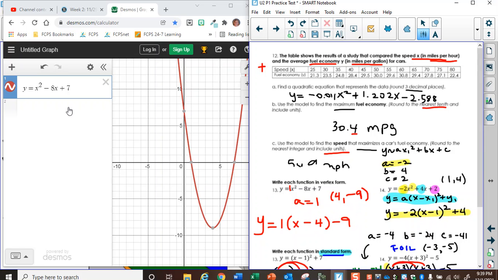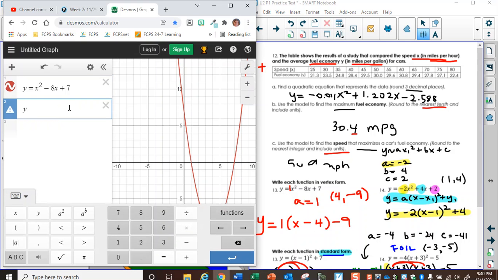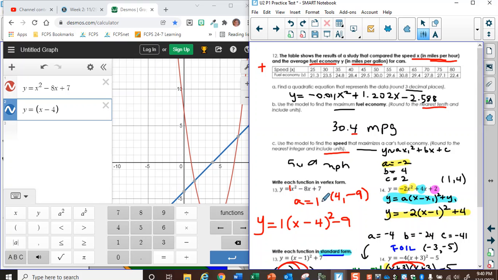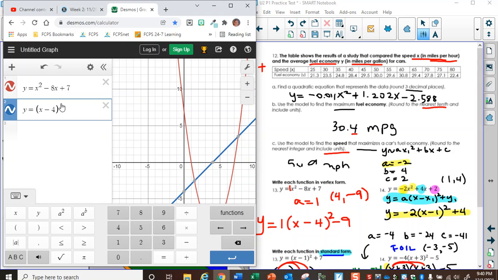And then you can always check to see if they're the same by typing that in. All right? Y equals x minus 4. Oh, what did I forget? I forgot the squared. I got to make it quadratic, right? So I got to make this quadratic here. And then I'll put the minus 9. So notice that they're both the same, right? The blue one and the red one. Standard form in the red, vertex form in the blue.